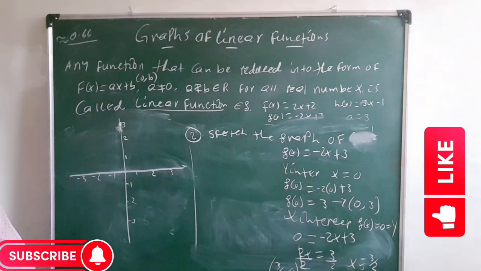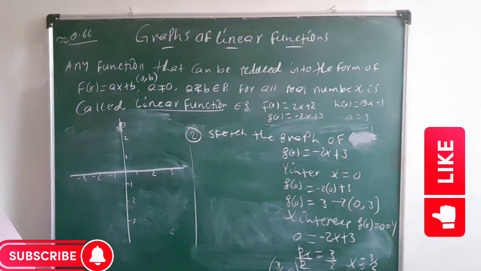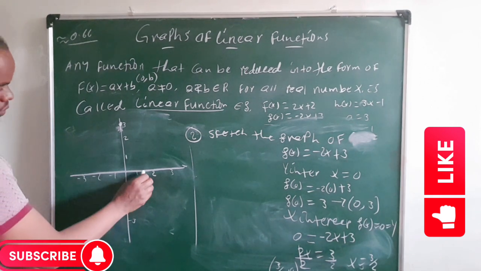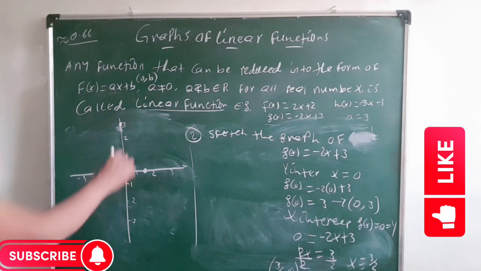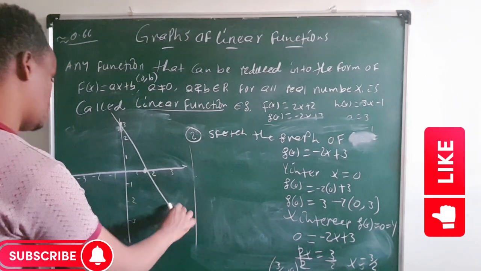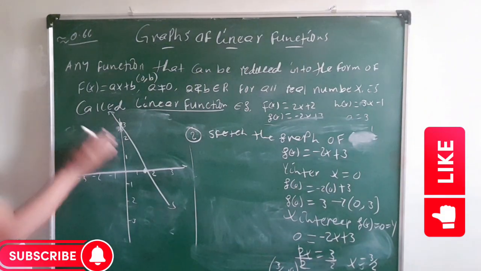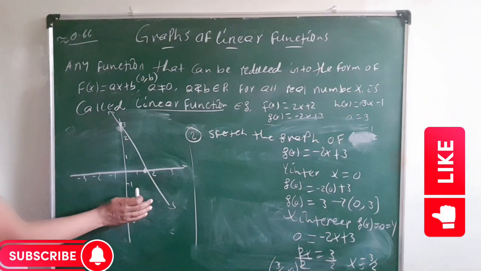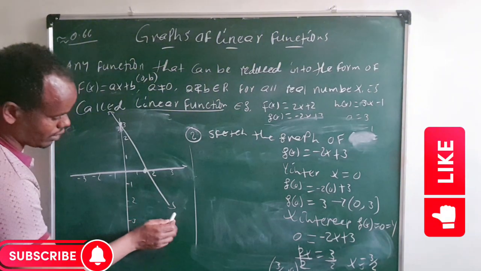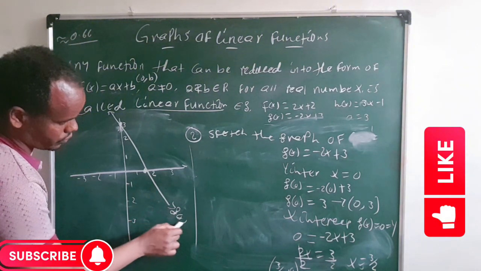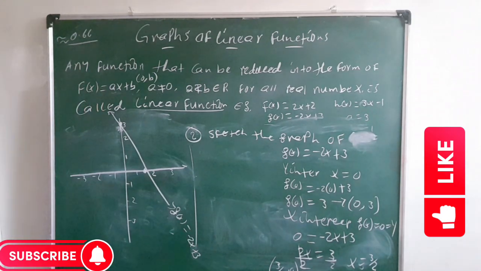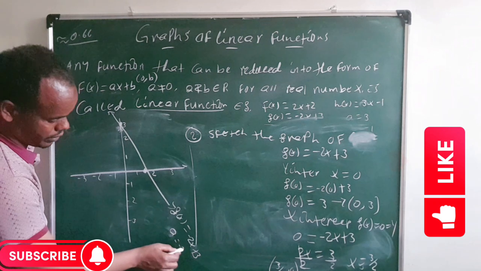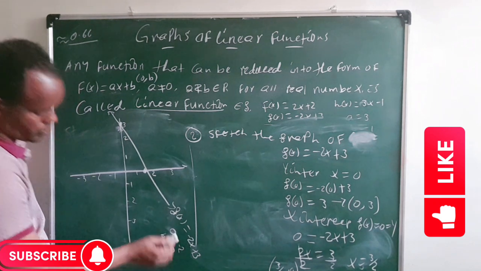3/2 means 1.5, so around this point. Then connect the two points. This passes downward from the second quadrant to the fourth quadrant. So this is the graph of g(x) = -2x + 3. Here a = -2 and b = 3.